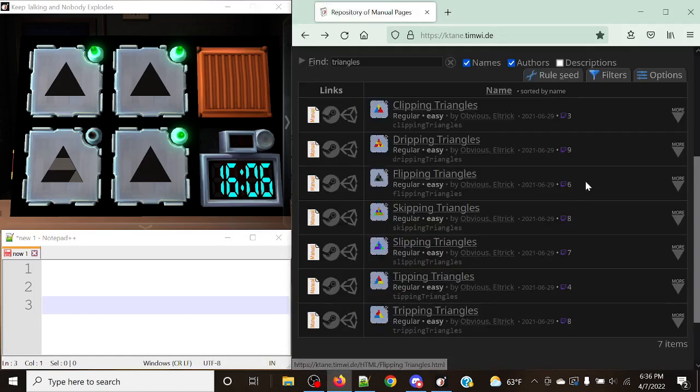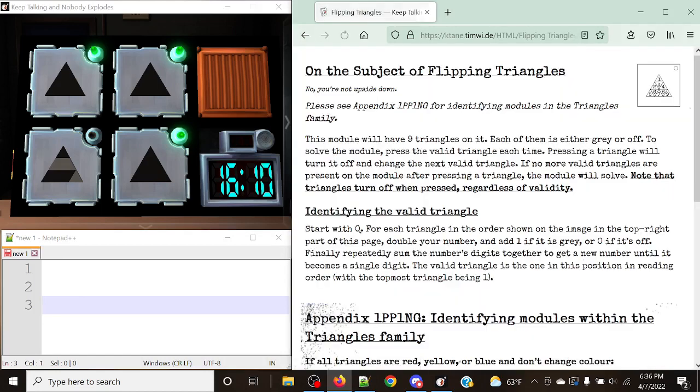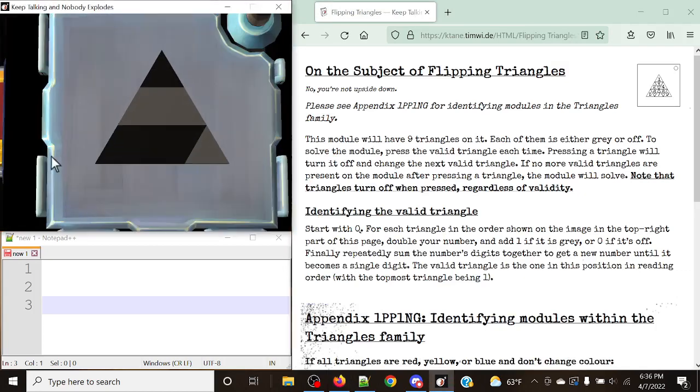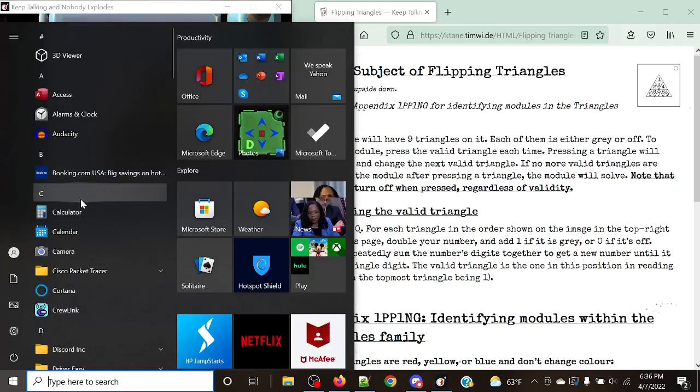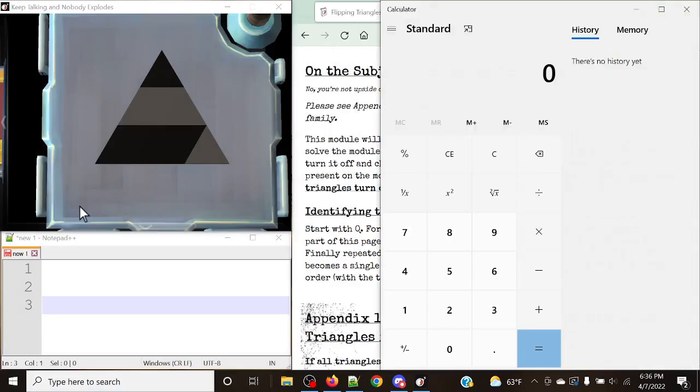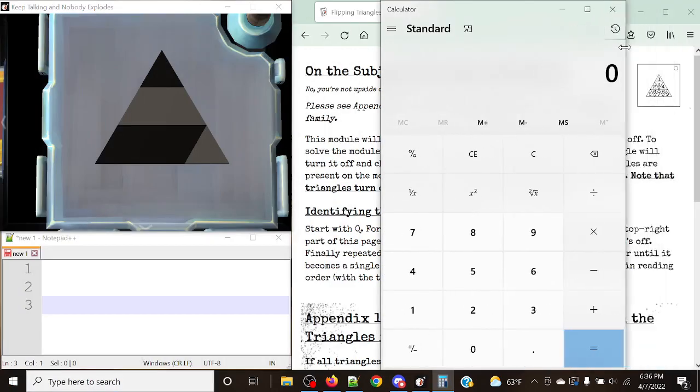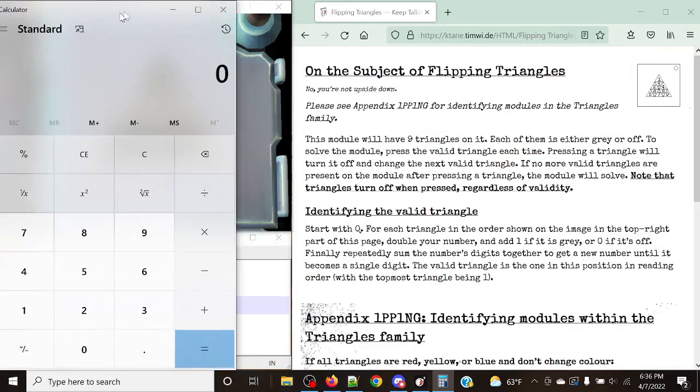So now, let's take a look at the last one that we're going to look at today, flipping triangles. Now, this one is immediately distinct from the rest of them. It is gray and black, and those are all the colors that will appear on this. And this one actually is quite simple. So now we're going to pop out our handy dandy calculator for this one, because we need to use it. So now let's see what we need to do.